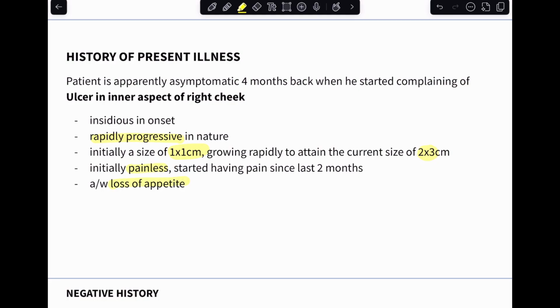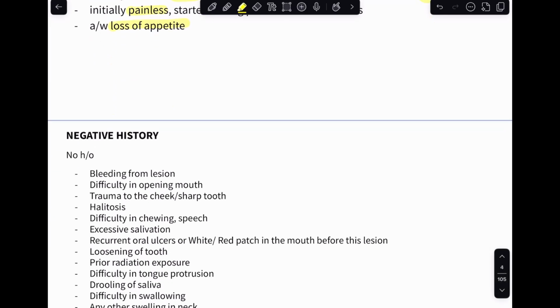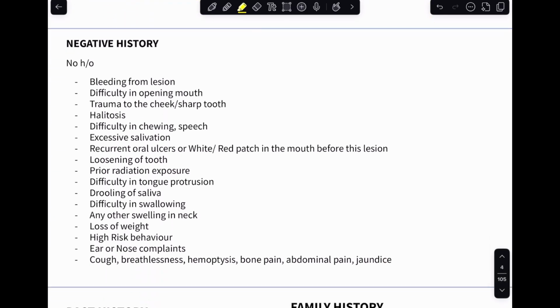Initially, it was painless, but he has started having pain since the last 2 months, and this is also associated with loss of appetite. Coming to all the negative history, now this is not a formal title under which you should write in your case sheets, but these are all the history that you should be taking from your patient and include it under your history of present illness.